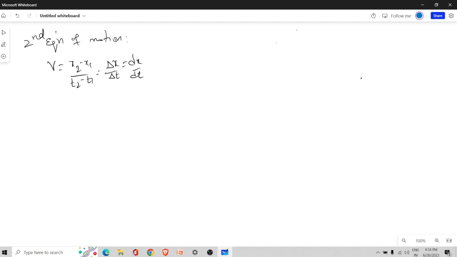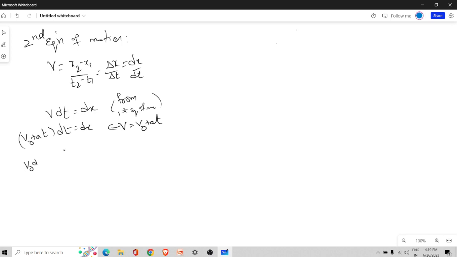Can be written as dx by dt. So from this we can write v dt is equal to dx. In place of v, from the first equation of motion, we can write v is equal to v0 plus at. On substituting, it becomes (v0 plus at) dt is equal to dx, that is v0 dt plus at dt is equal to dx.